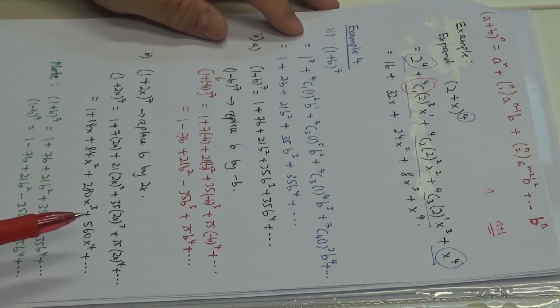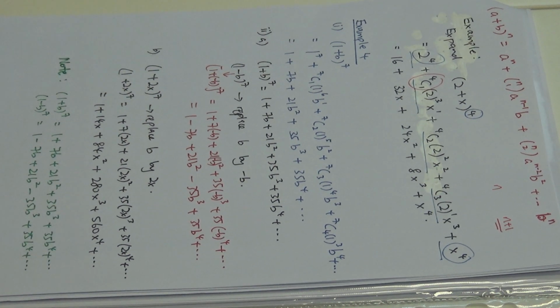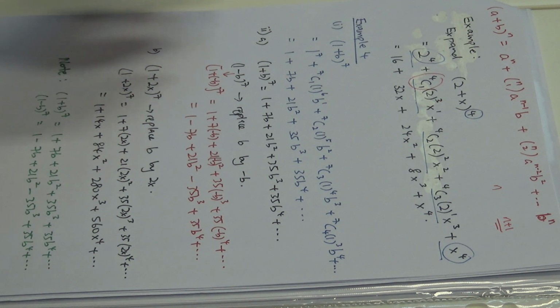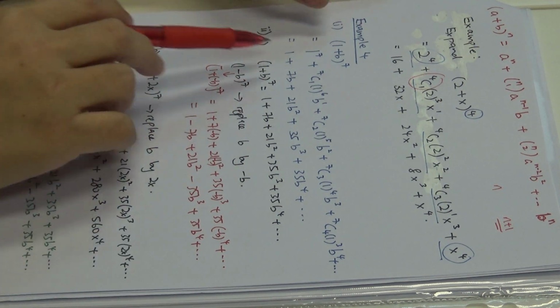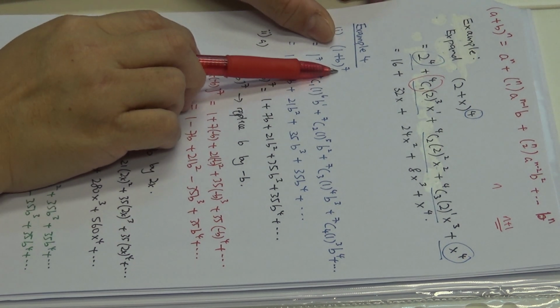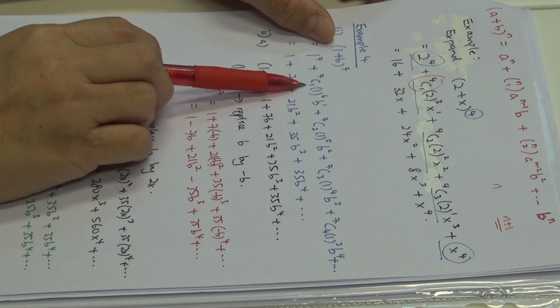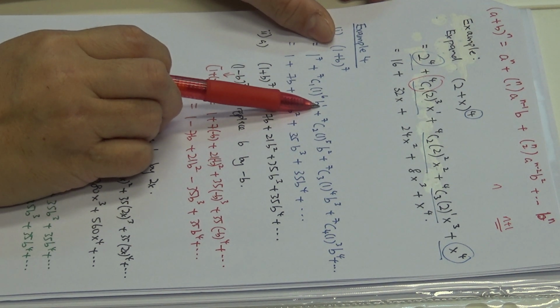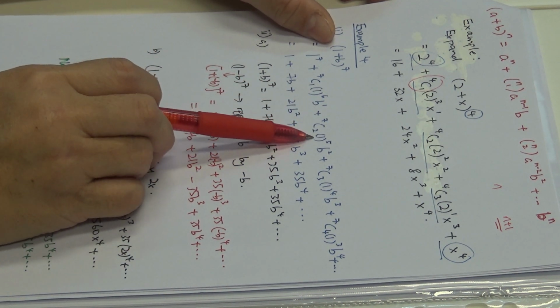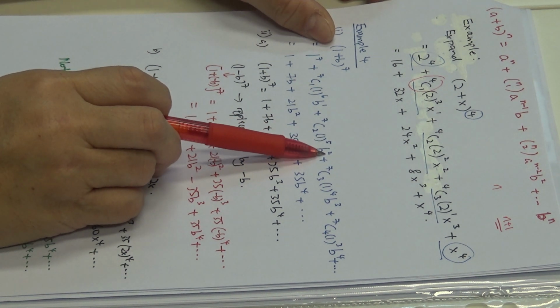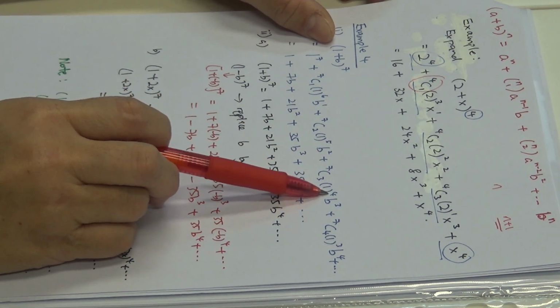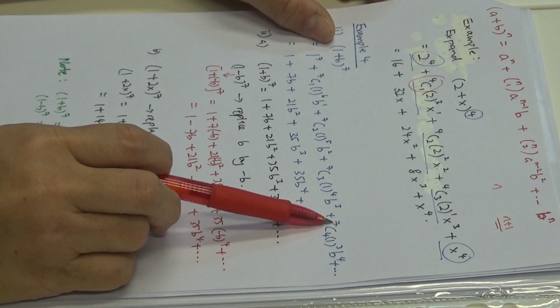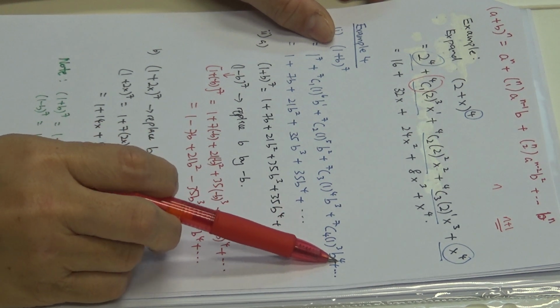Okay, so let us apply the binomial theorem here. I am going to explain again how we use the binomial theorem. Now, can you see that this is 1 raised to power 7. Then 7 choose 1, 1^6, b^1. Okay? Then 7 choose 2, 1^5, b^2. 7 choose 3, 1^4, b^3. 7 choose 4, 1^3, b^4.